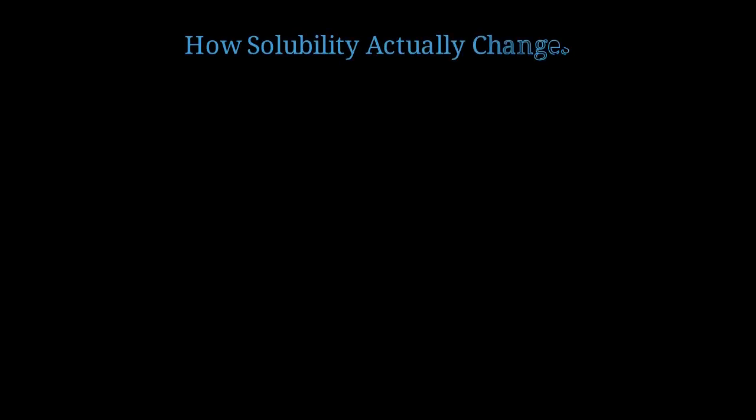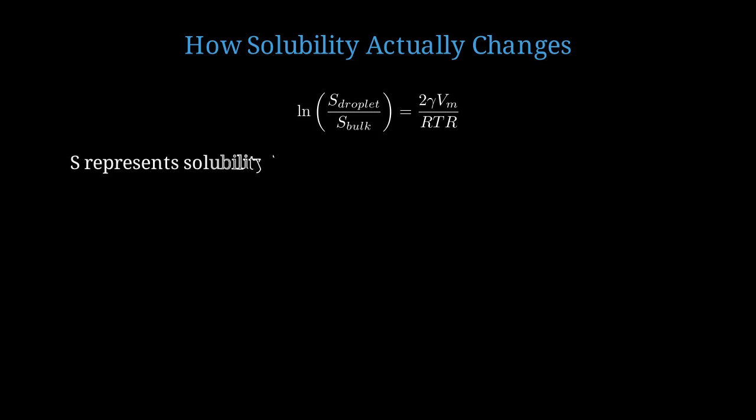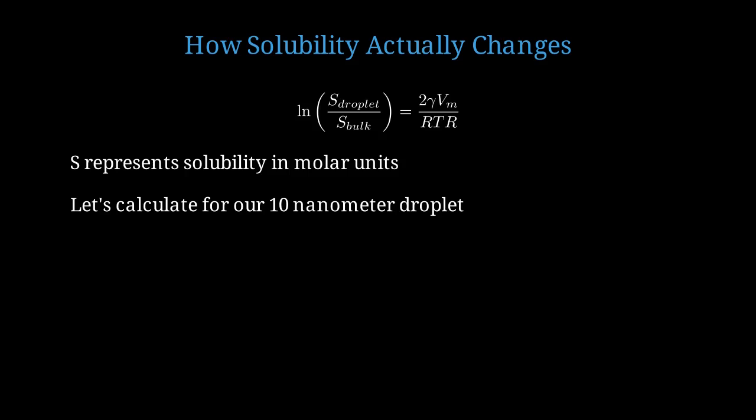Now let's be more quantitative about how solubility changes with droplet size. The natural log of S droplet divided by S bulk equals 2 gamma Vm divided by RT R. This equation tells us exactly how much more soluble a substance becomes in a small droplet. Here, S represents solubility. S droplet is the solubility inside the curved droplet, and S bulk is the normal solubility in flat bulk solution. Let's calculate the solubility enhancement for our 10 nanometer droplet at room temperature.